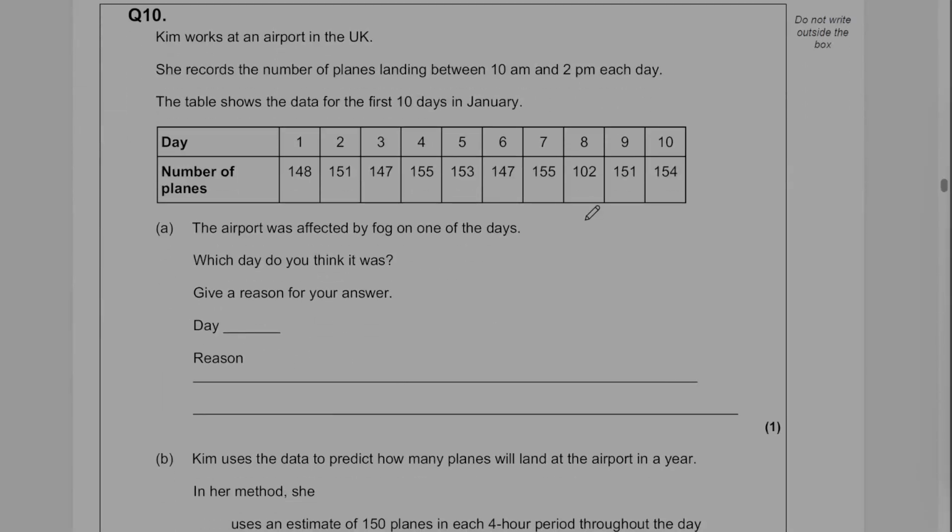Question 10. Kim works at an airport in the UK. She records the number of planes landing between 10 a.m. and 2 p.m. each day. The table shows the data for the first 10 days in January. So 1 to 10, and we've got our values.